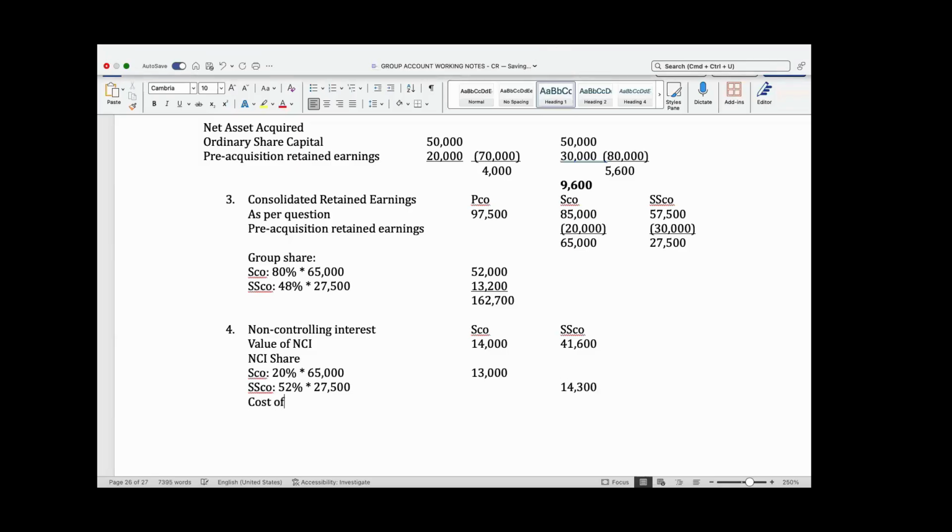Then cost of investment. So what did we incur? That is when that balance can then come. Times 5,000. And we said it's 11,000. Yes.